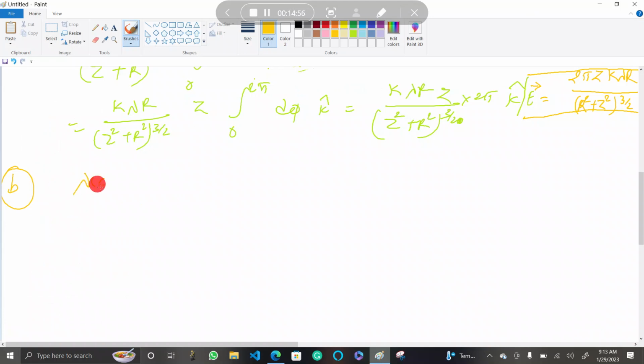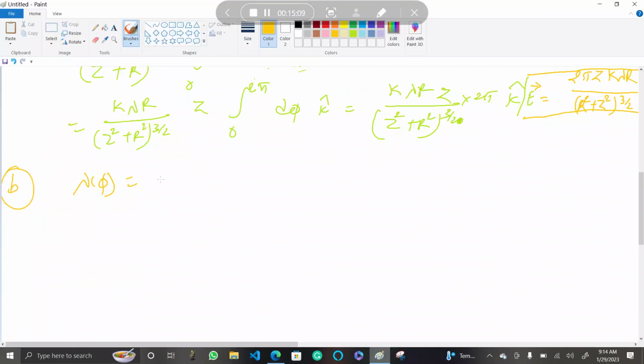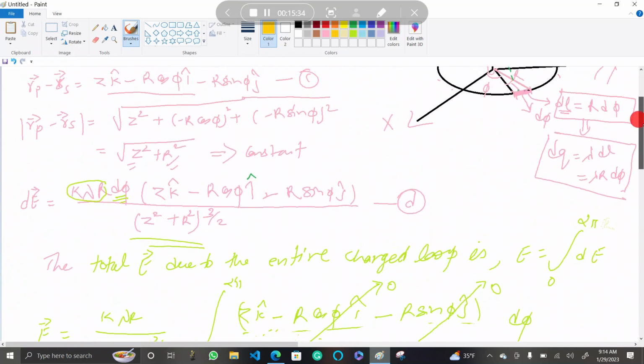Here we have lambda as a function of the azimuthal angle, and this is written as lambda equals q by pi r into sine phi, with phi changing with the azimuthal angle.